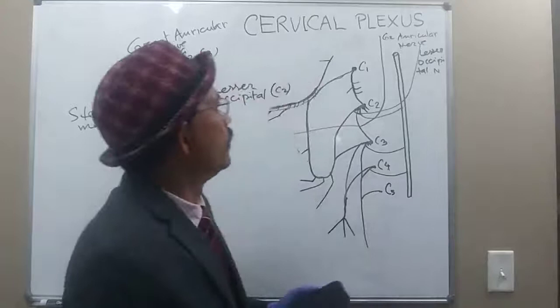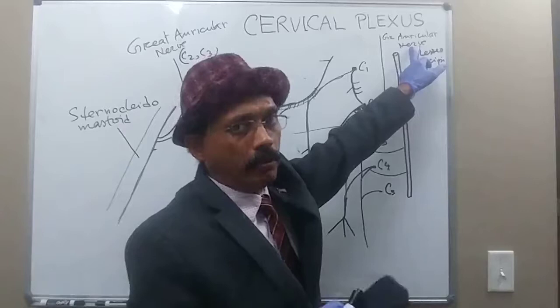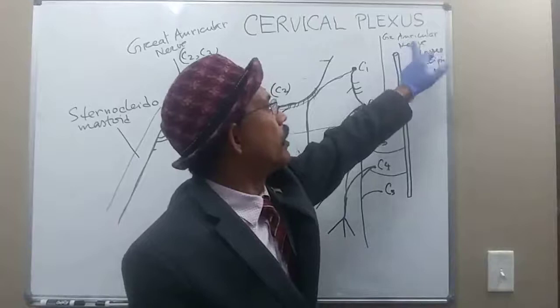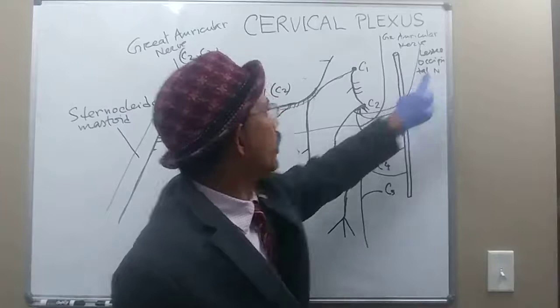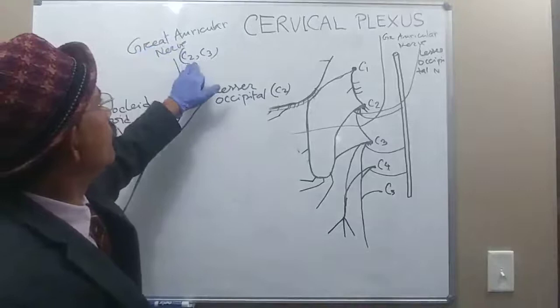Okay, so the great auricular nerve covers around the auricle, both anterior and posterior part, the lower part of the skull, over the parotid gland, up to the mastoid process. From the mastoid process to the external occipital protuberance, the skin sensation is carried by the lesser occipital nerve. Its root value is C2. Great auricular nerve root value C2, C3.